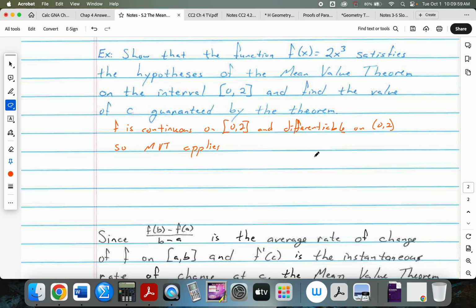So now let's find that average rate of change. The average rate of change is going to be f at 2 minus f at 0 over 2 minus 0. f at 2 is 16, f at 0 is 0, over 2, so that's equal to 8. We'll take the derivative, f prime of x is 6x squared.